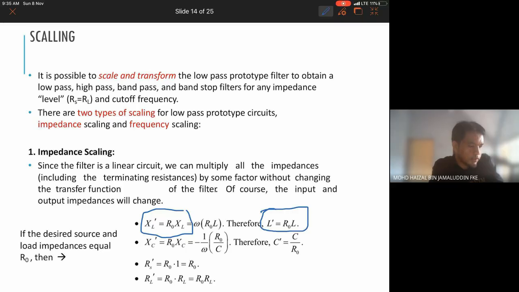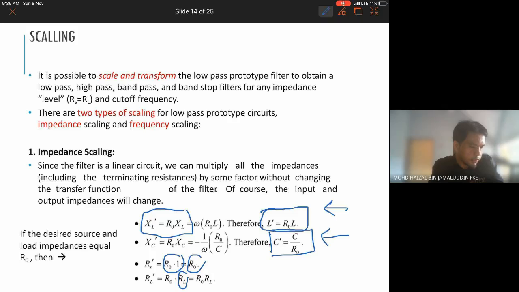And for the case of the capacitor, the capacitor is the capacitance value divided by R0. For the case of the source impedance, it's just multiplied by 1. We have R0 as 50 ohm, so this is 50 ohm. But for the load, normally RL, you can see from the graph, especially for equal ripple, is not always 1. So you need to multiply it.